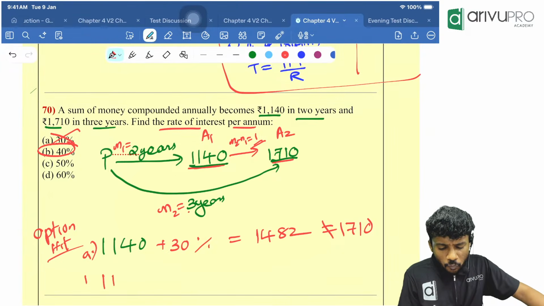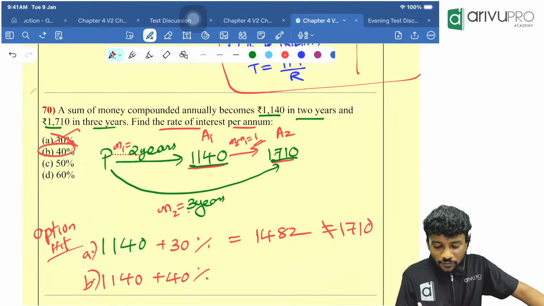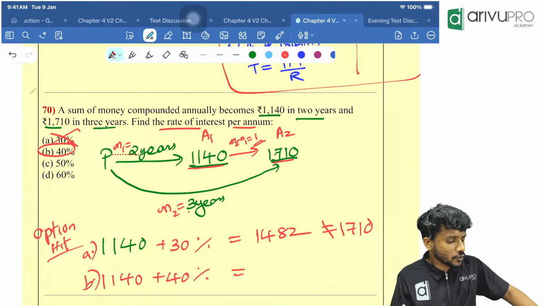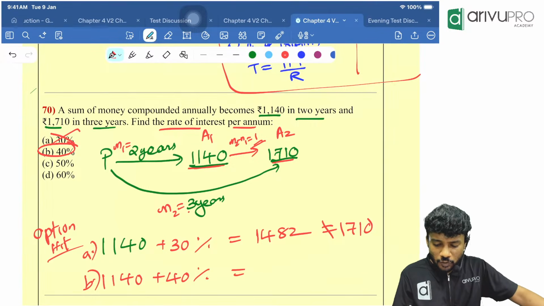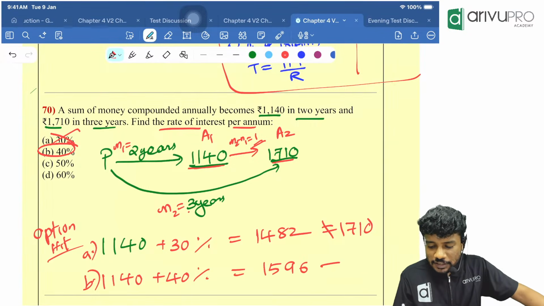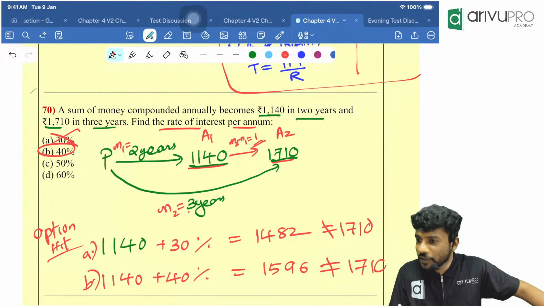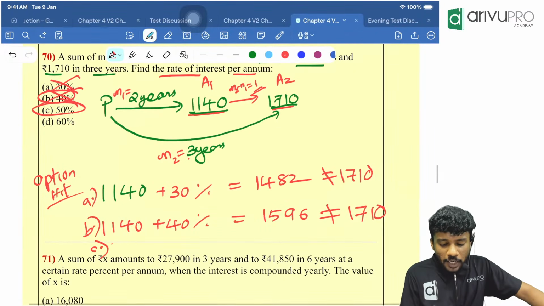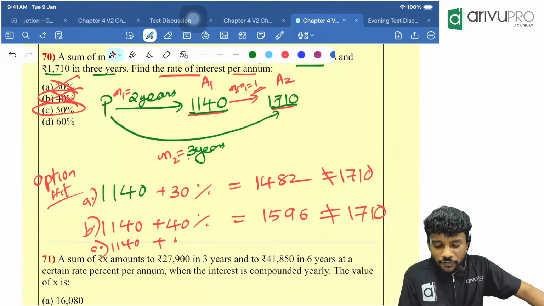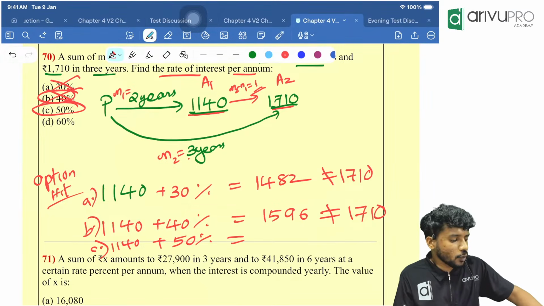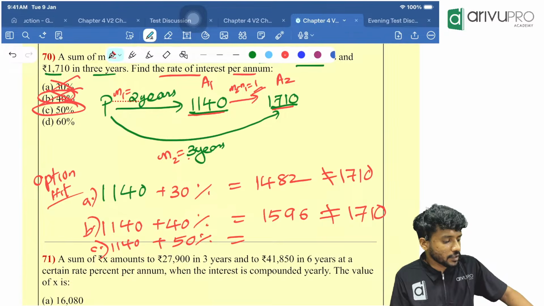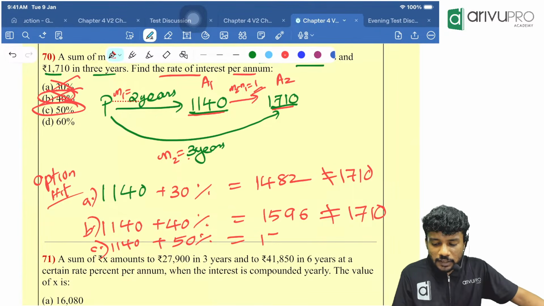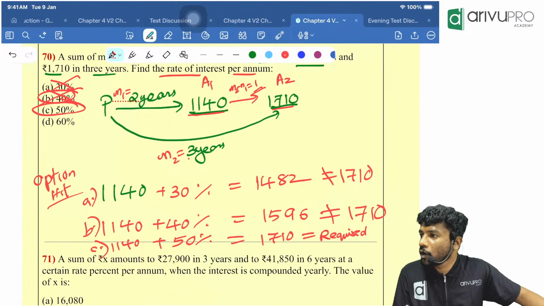Try B. 1140 plus 40 percentage will give you 1596, which is also not equal to 1710. That is wrong. Try option C. 1140 plus 50 percentage is 1710, which is our required amount.